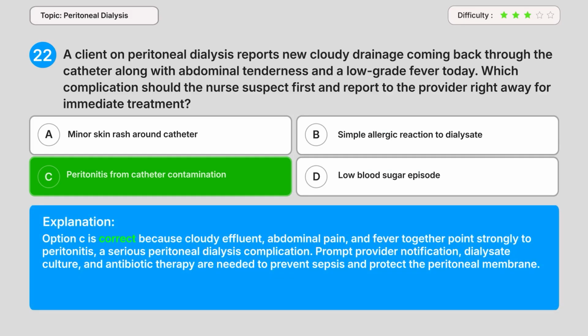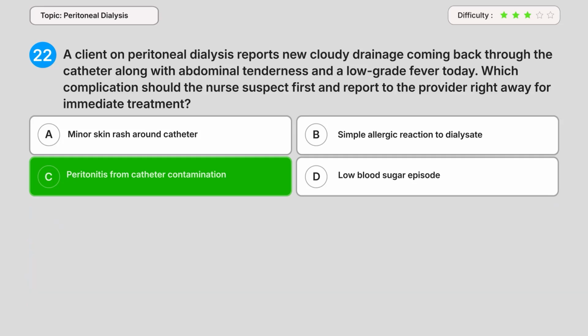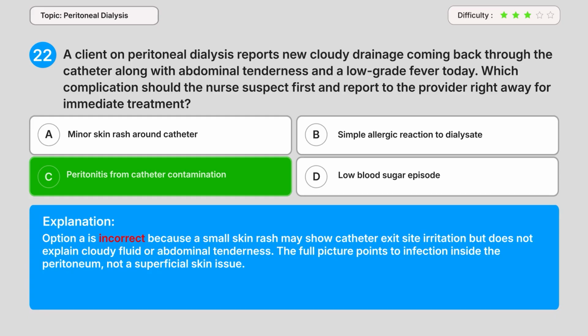Explanation. Option C is correct because cloudy effluent, abdominal pain, and fever together point strongly to peritonitis, a serious peritoneal dialysis complication. Prompt provider notification, dialysate culture, and antibiotic therapy are needed to prevent sepsis and protect the peritoneal membrane. Option A is incorrect because a small skin rash may show catheter exit site irritation, but does not explain cloudy fluid or abdominal tenderness. The full picture points to infection inside the peritoneum, not a superficial skin issue.